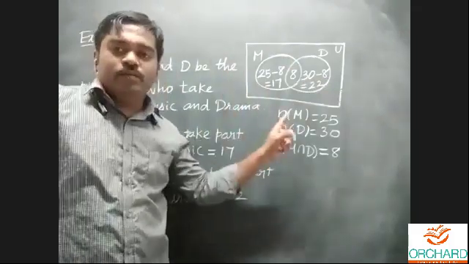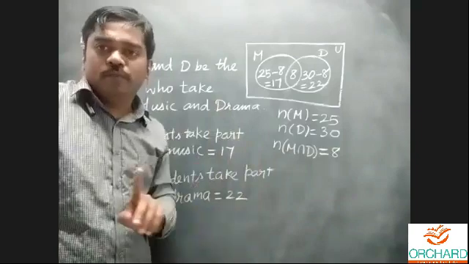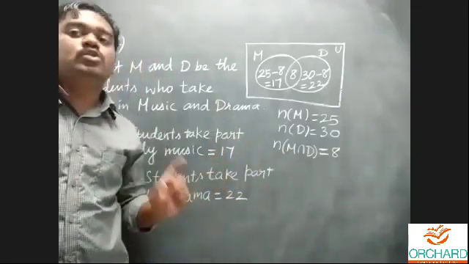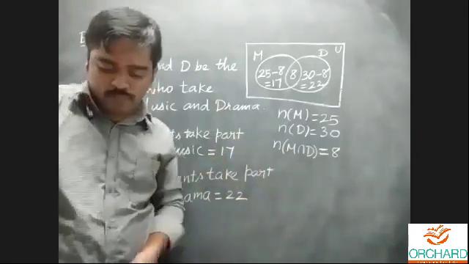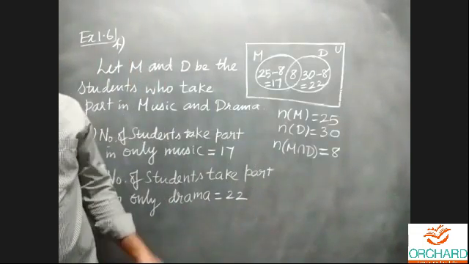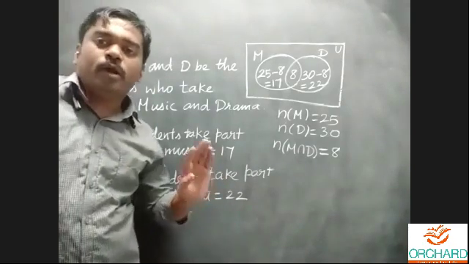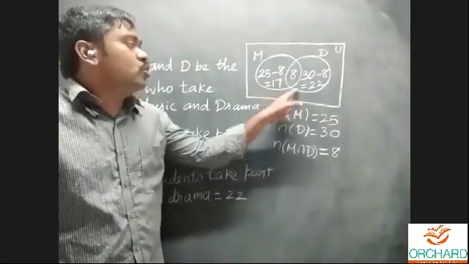First draw the Venn diagram, then do the sum. Without the Venn diagram, they won't give the marks. Don't write the direct answer. Using the Venn diagram, you'll do the problem. Is it clear? The number of students who take part only in drama, they participate only in drama. They didn't go to music.